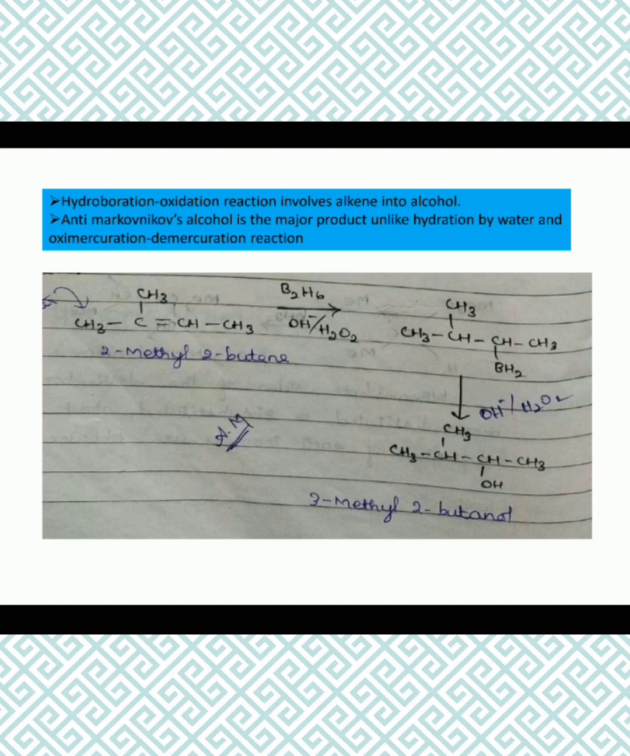And this reaction is the hydroboration oxidation reaction. That is, when an alkene reacts with diborane in the presence of hydrogen peroxide, the initial product is alkyl borane, which is then treated with hydrogen peroxide to give alcohol. The product is alcohol, but that alcohol is the anti-Markovnikov alcohol.